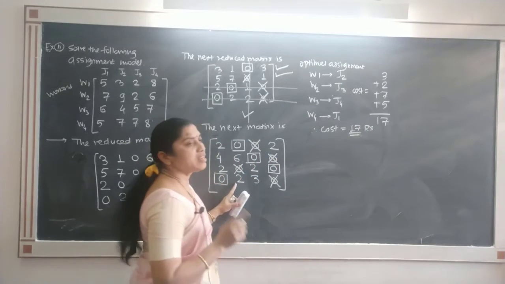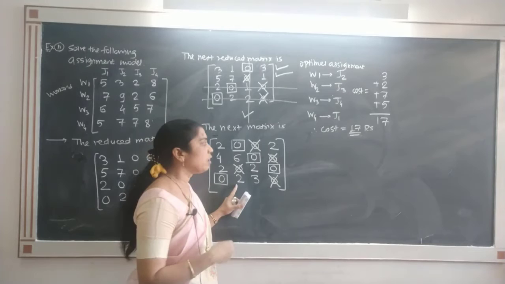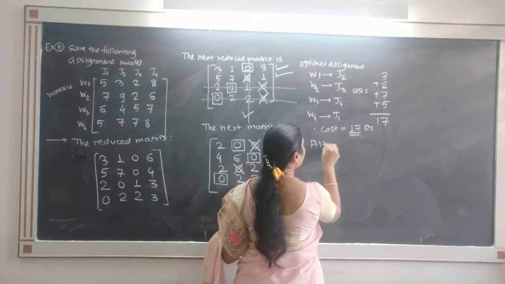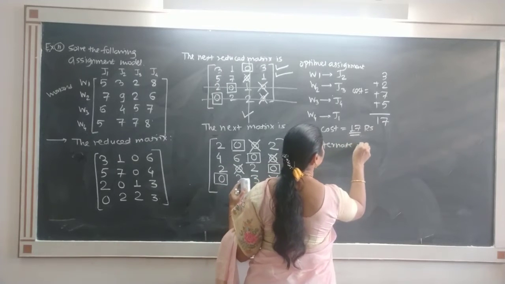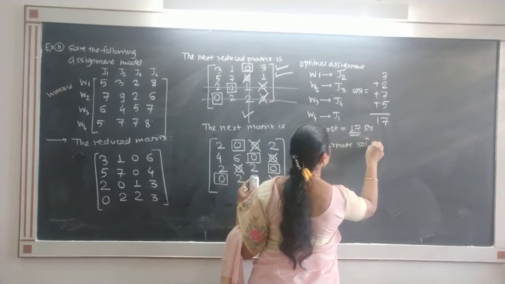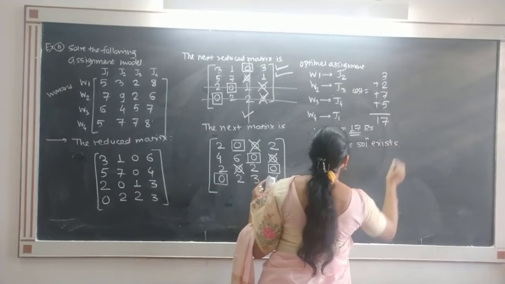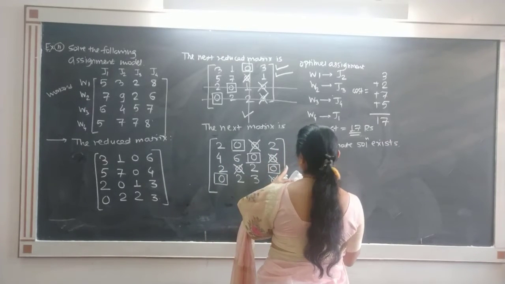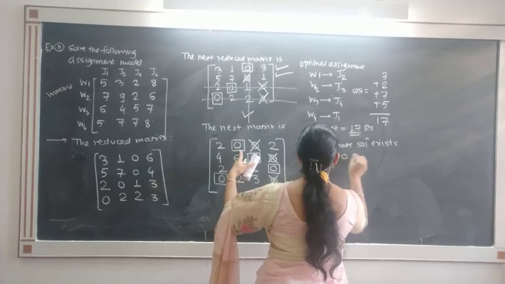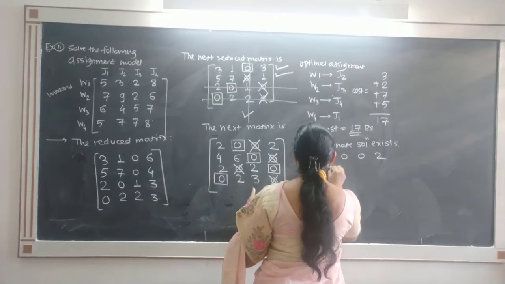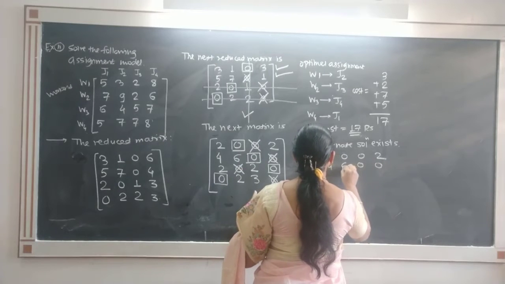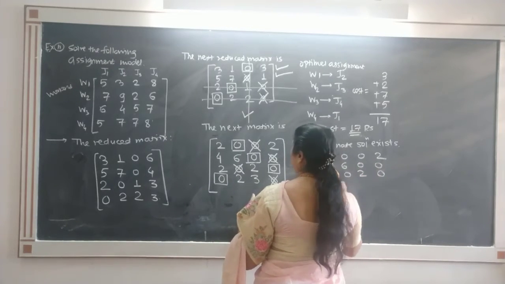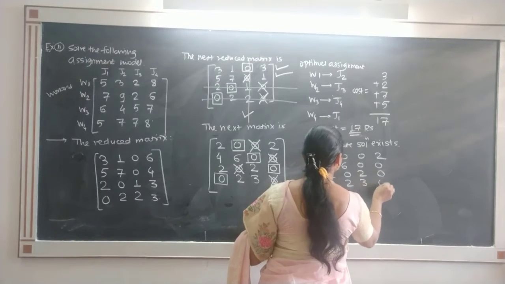Now see, we are saying that optimal assignment exists which is multiple. So we will find the alternate solution. Alternate solution exists. So find that alternate solution. I am considering again the same matrix. 2 0 0 2, 4 6 0 0, 2 0 2 0 and 0 2 3 0.